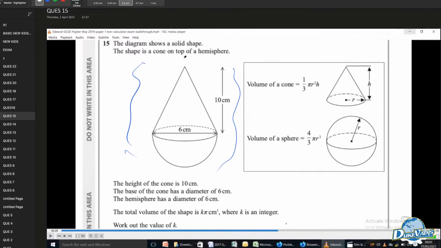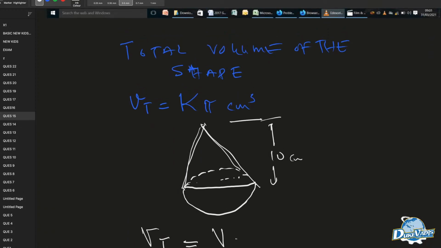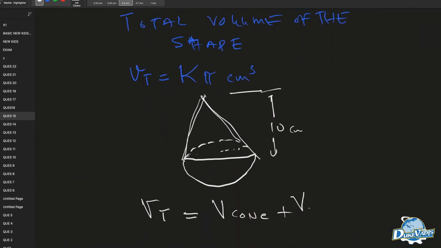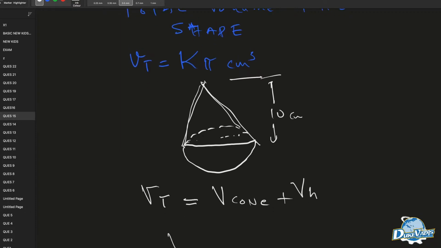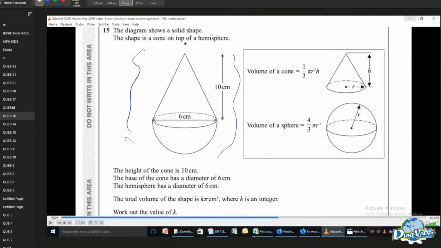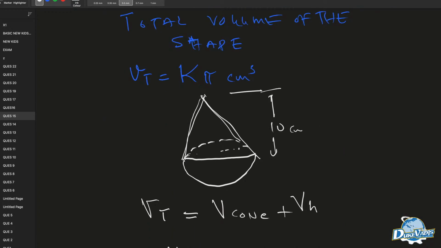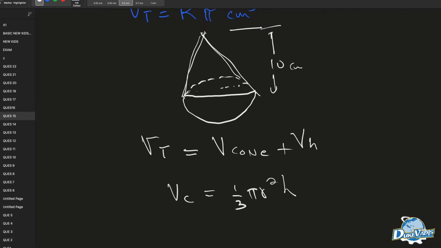Since they are together, our total volume, V total, is supposed to be the volume of the cone plus the volume of the hemisphere. The volume of the hemisphere, I'll call it VH. For the cone, VC, we've been given a formula: 1/3 pi r squared h. So we must be able to calculate the volume of the cone.